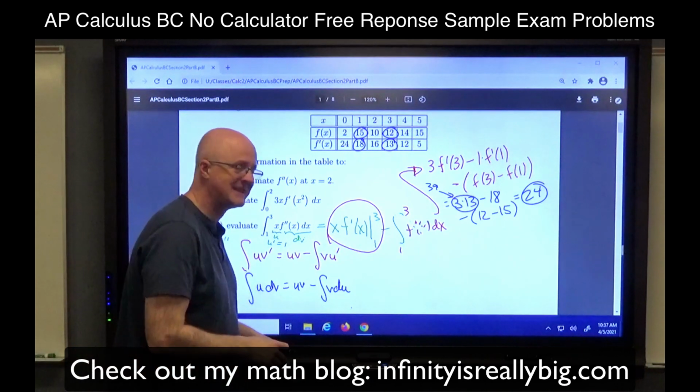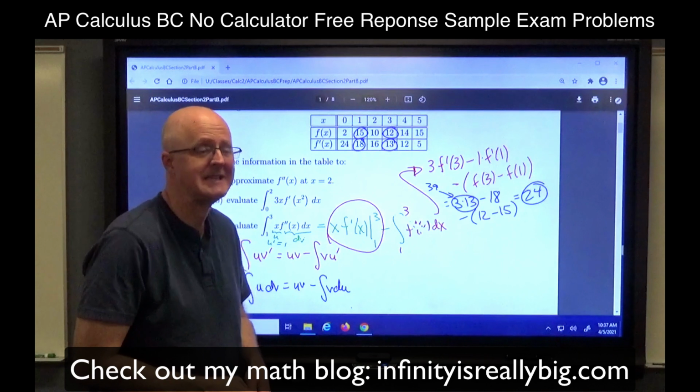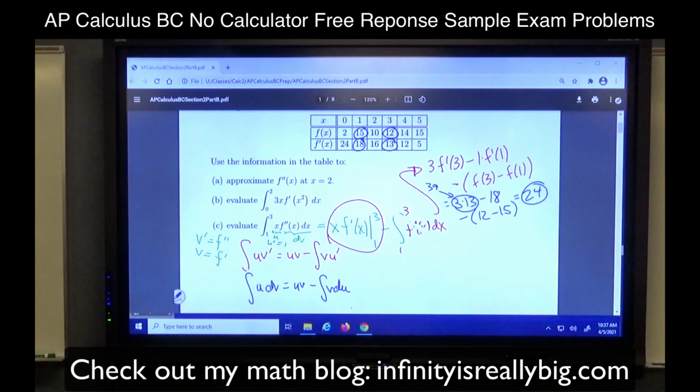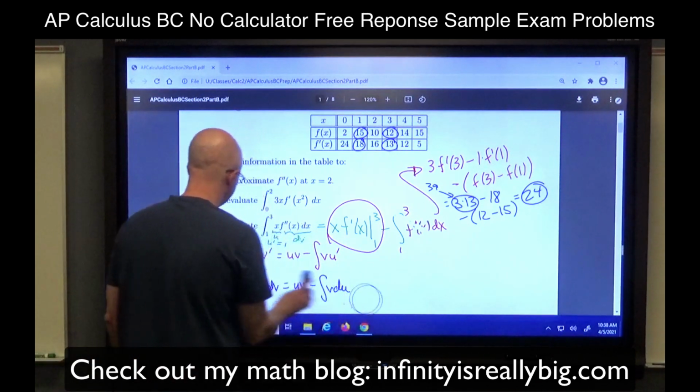I think this problem is kind of fun, but it certainly is scary when you first look at it. You really need to know your stuff, but once you understand your stuff, it's actually kind of fun. All right, let's go on to the next problem.